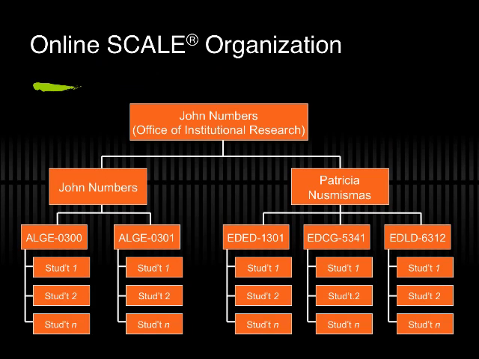Here is an example of a typical agency ABP account with 2 active program manager accounts. In the example, John Numbers works in the Office of Institutional Research for a college or university and has an ABP account associated with his office. In addition to working in the Office of Institutional Research, John also teaches algebra courses for the same institution and uses the SCALE instrument with his students. A colleague, Patricia News-Mismas, teaches education and counseling courses and uses the SCALE instrument with her students as well.